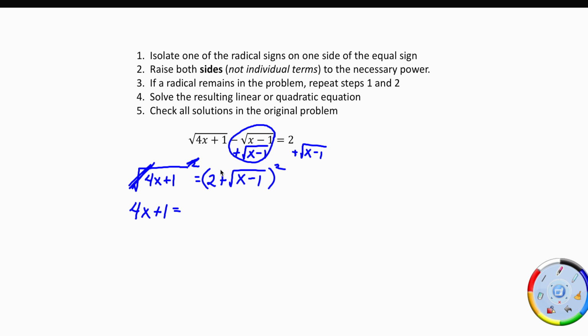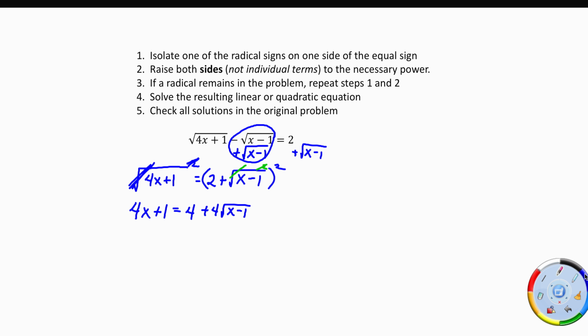A lot of times people still aren't quite sure how to multiply that out when you're doing the square root of x minus 1 times the square root of x minus 1. But the shortcut tells me square the first term, multiply everything together, which would just mean 2 times that, and double it, so 4 times that, and then square the last term. What happens when you square a square root?